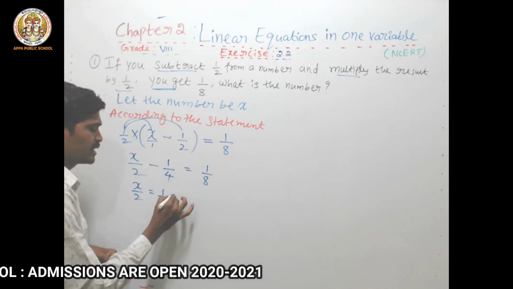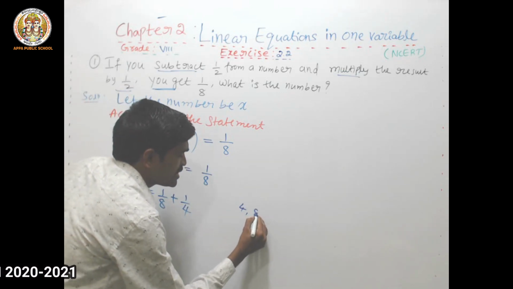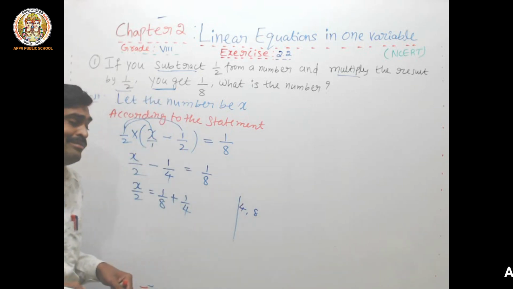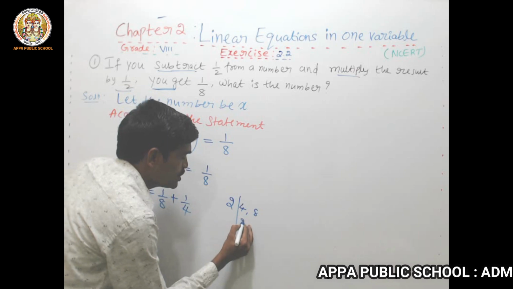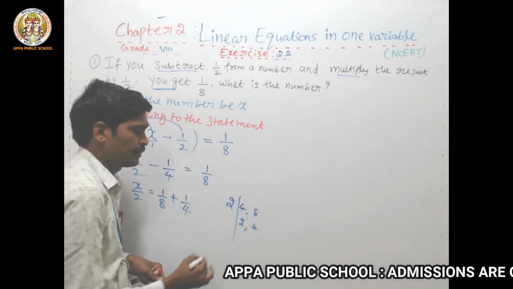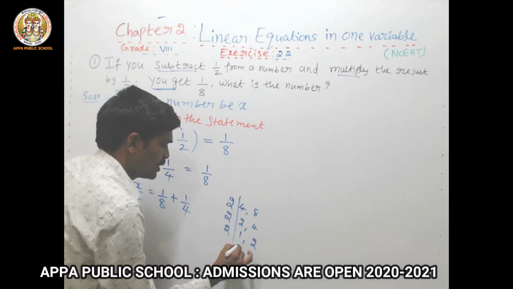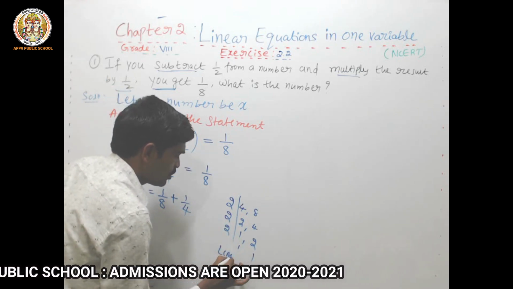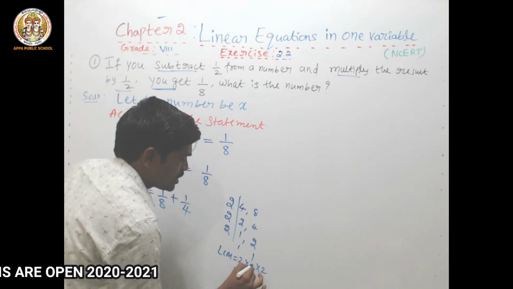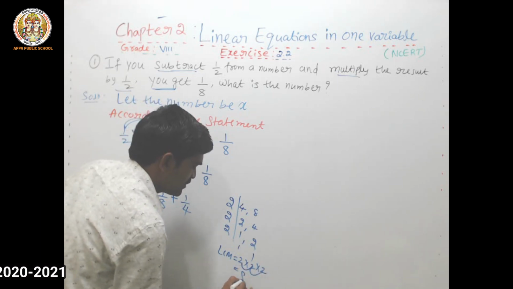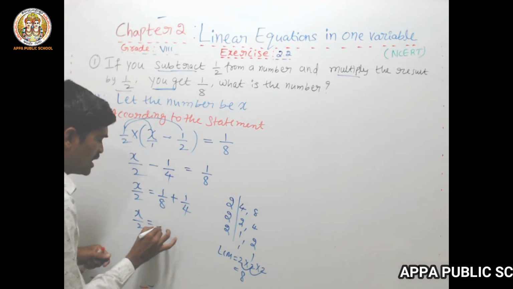Transferring to RHS, there should be plus 1 by 4. Take the LCM of 4 and 8. Why do we take the LCM? Because we are making the denominator the same. 2 2s are 4, 2 4s are 8. Again 2 1s are 2. So LCM is 2 into 2 into 2, 2 2s are 4, 4 2s are 8. We got 8. Here x by 2 is equal to 8.